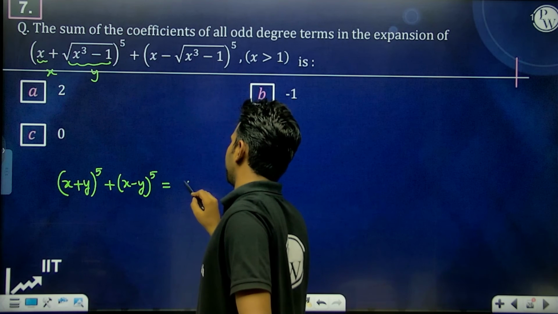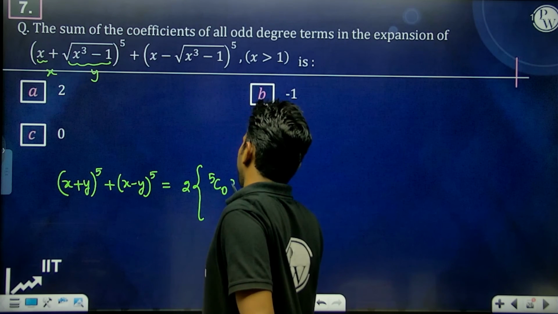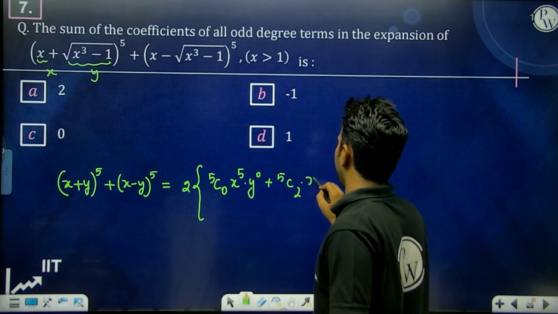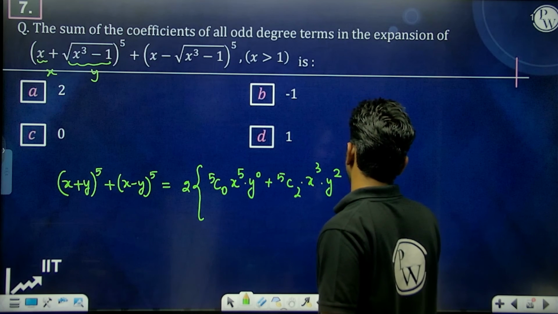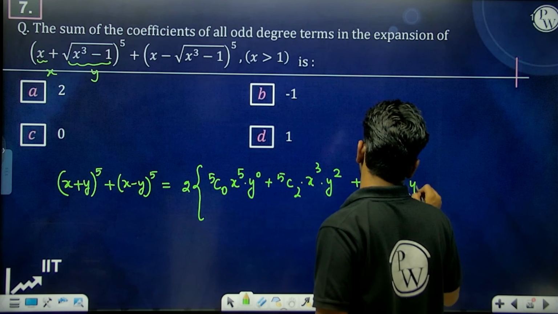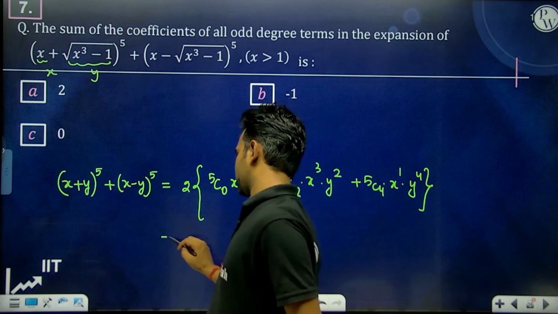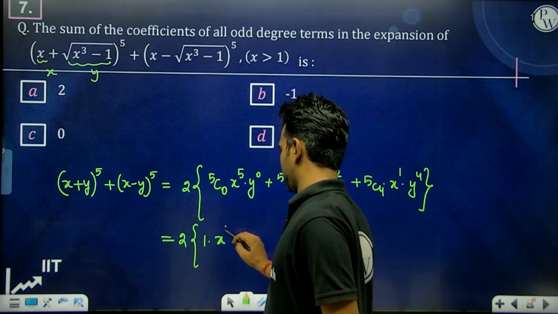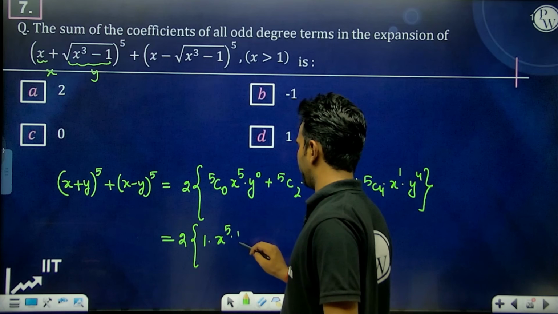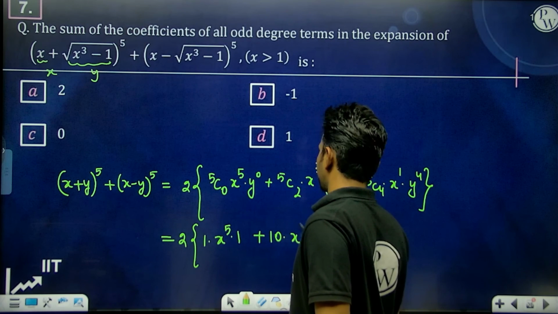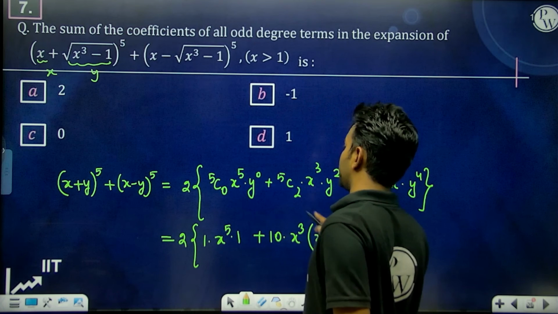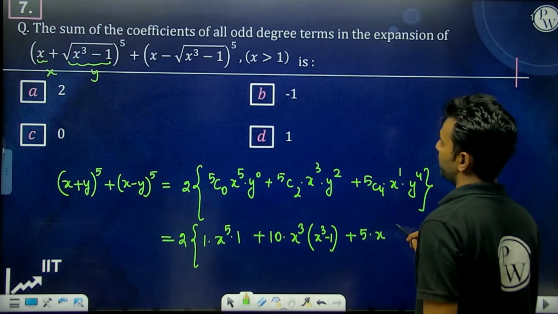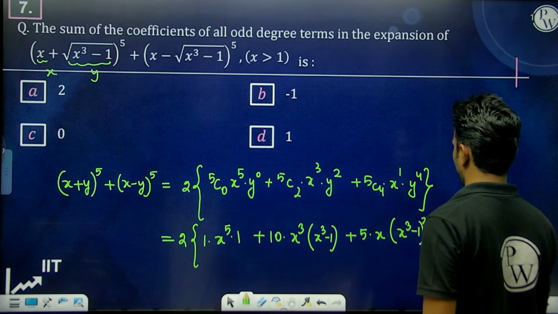I know that this can be written as 2 times (5C0 x^5 y^0 + 5C2 x^3 y^2 + 5C4 x^1 y^4). Now 5C0's value is 1 and x is nothing but x only. 5C2 is nothing but 10 x cube, and now this will become x cube minus 1 because it is under root of x cube minus 1. So if you square, you get this, and this is nothing but 5 times x into (x^3 - 1) whole squared. So this is what we are going to get.